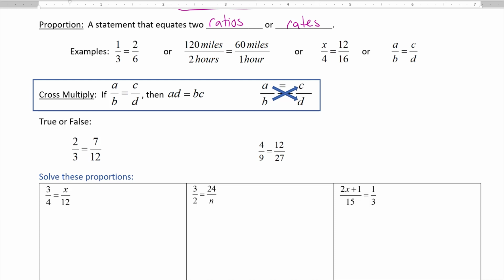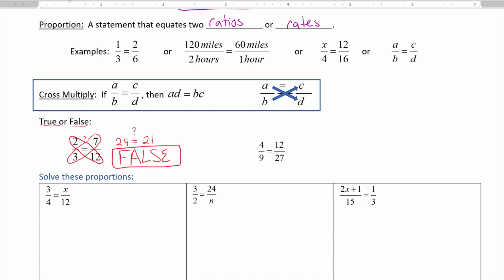Let's say I have 2/3 is supposedly equal to 7/12. Now this is a true or false question. I'm not sure if it's true or false, so I should probably put a question mark on top because I don't really know. To check if it's true or not, I'm going to multiply 2 times 12, and that gets me 24, equals, and then I'm going to multiply 3 times 7 and get 21. Does 24 equal 21? No. So is this statement true or false? This is definitely a false statement because 21 does not equal 24.